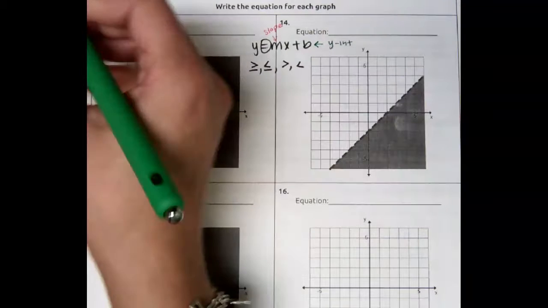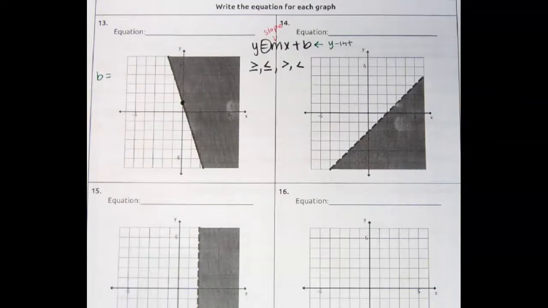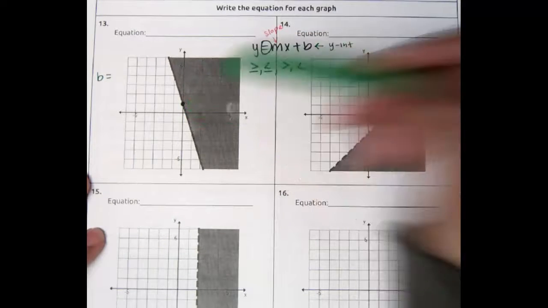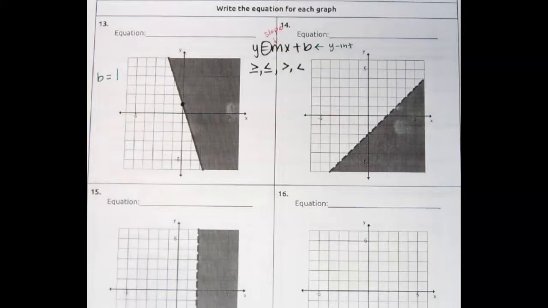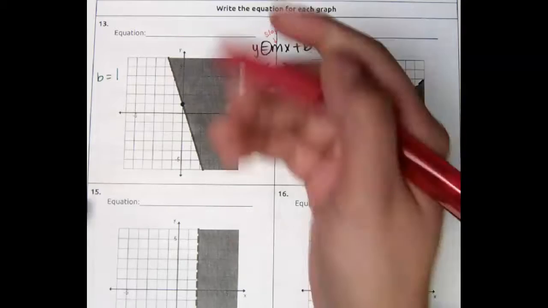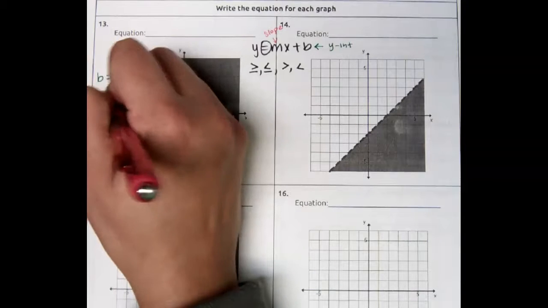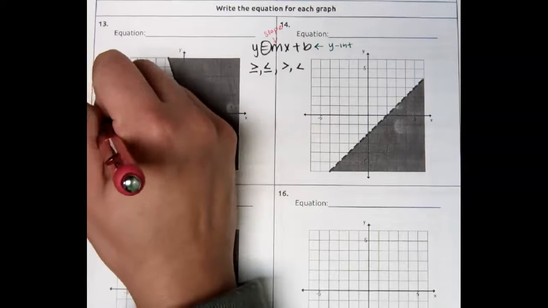So my B for number 13 is 1. To get to that point from the origin, I move up 1. So my B is 1. Now, I have to find the slope. In order to find the slope on a graph, we do rise over run. So I'm looking for M, which is my slope, but I'm going to do it using rise over run.